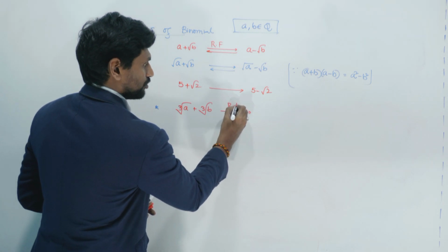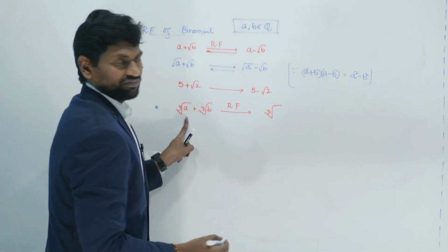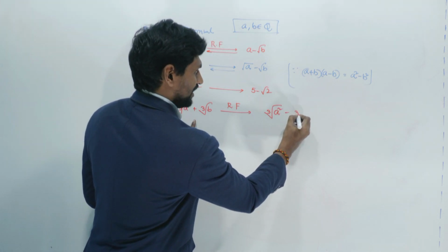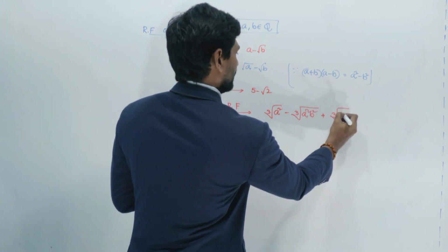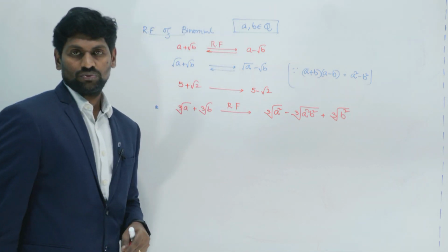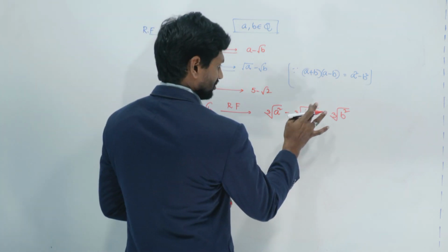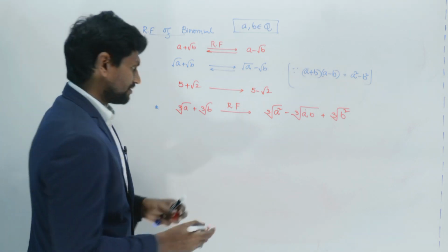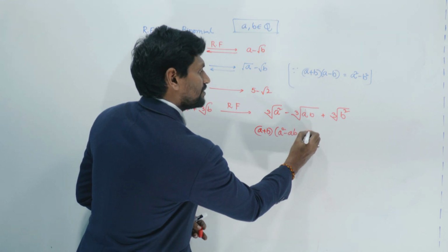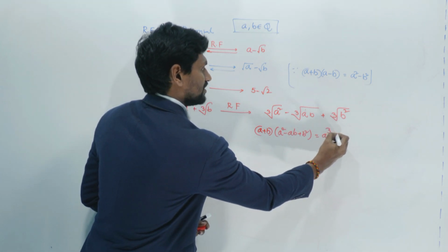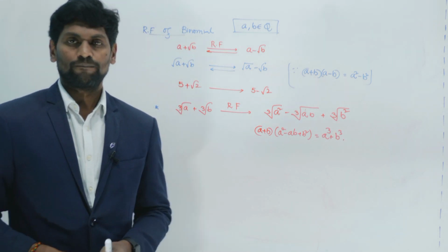Right. Now we can use one more also, that is cube root a plus cube root b. The rationalizing factor of cube root a plus cube root b is cube root a square minus cube root a cube root b plus cube root b square. That is a square minus ab plus b square. It is nothing but a plus b into a square minus ab plus b square equals a cube plus b cube, for this formula. Any rationalizing factor will be in this form only.